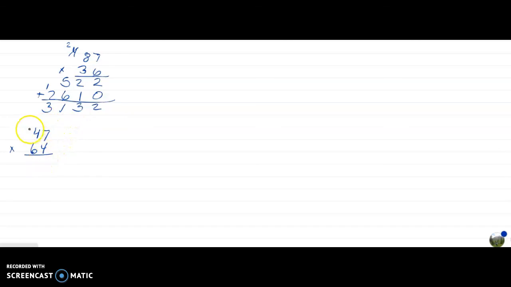Okay, so 4 times 7 is 28. 4 times 4 is 16, plus 2 is 18. Notice that my place value is correct. These are the ones. Everything in this column is 1. Everything in this column is 10. Everything here is hundreds. And then I need a placeholder.